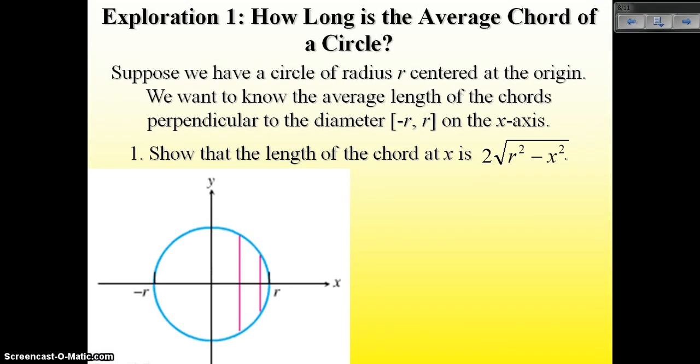So where is this useful to us? Well, let's see. How long is the average chord of a circle? Let's work this one out. Suppose we have a circle radius r centered at the origin. That's what we have right here. We want to know the average length of the chords. Now, if you don't remember, chords start on the edge of the circle, go to the next edge of a circle. So what is the average length? If I were to draw every single chord on the circle, what would be the average length?